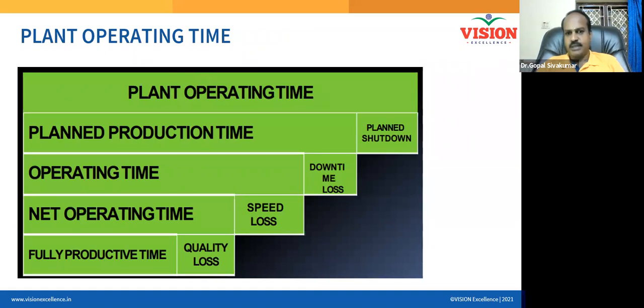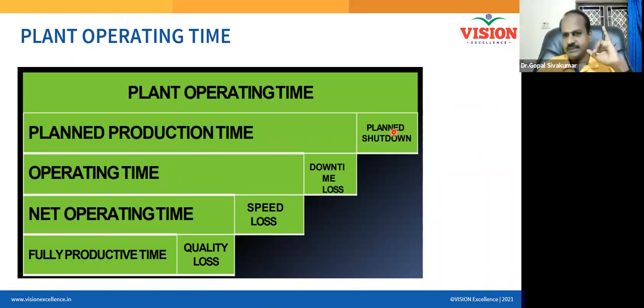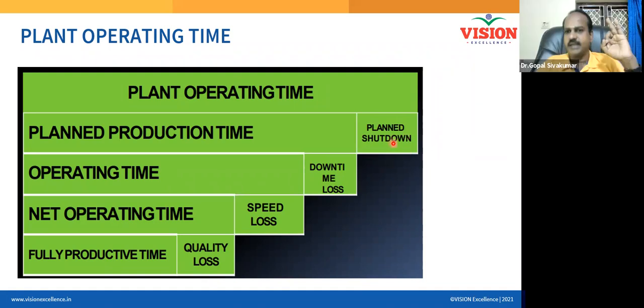And now this is called planned shutdown. Can you give me an example of planned shutdown? When will you close the factory? Sundays I will close, am I right? All Sundays, probably my factory may be a holiday, so I close. So what is that called? That is a planned shutdown. Do you have a lunch break? Yes, sir. So lunch break will also be a planned shutdown.